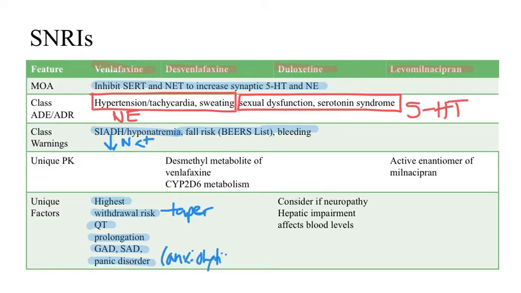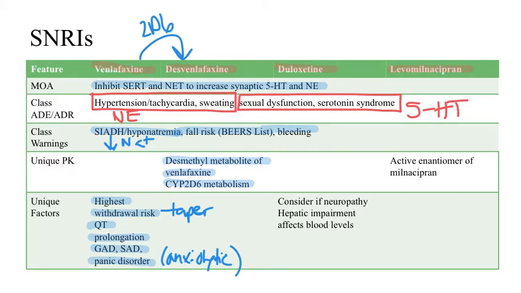Desvenlafaxine is very similar to venlafaxine. It's simply the demethylated metabolite of venlafaxine. It's metabolized by CYP2D6 from the active venlafaxine to the also active desvenlafaxine, but the drugs can be administered either in the prodrug or the active metabolite form.